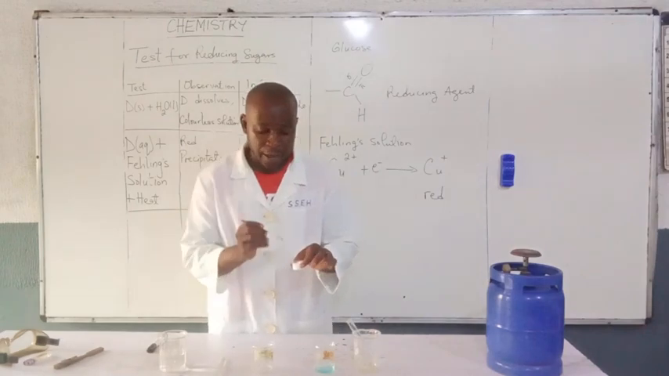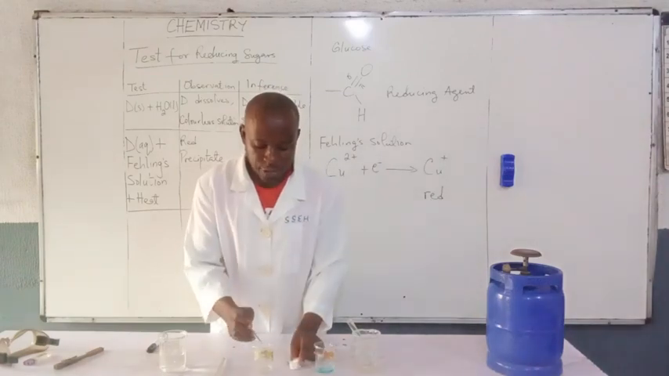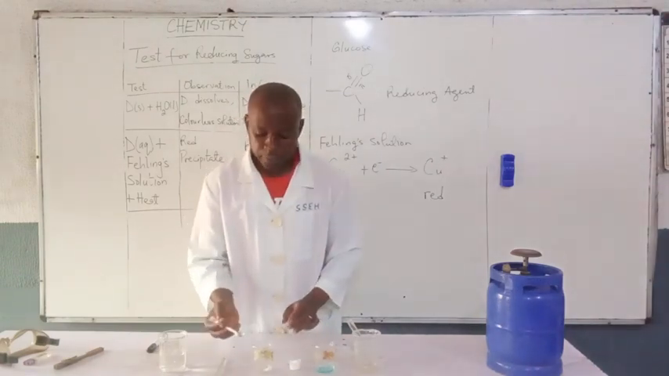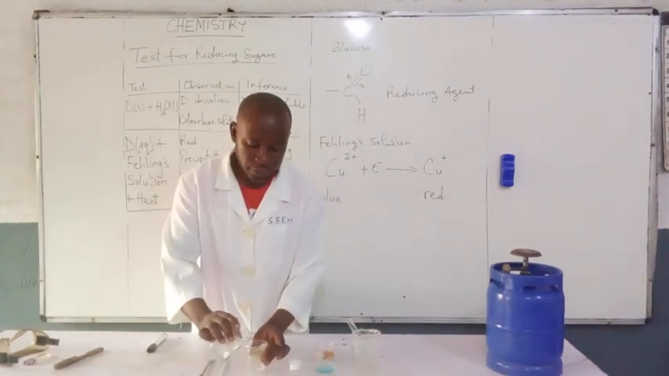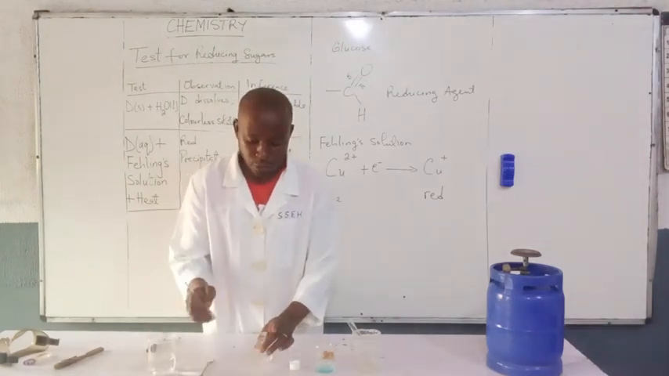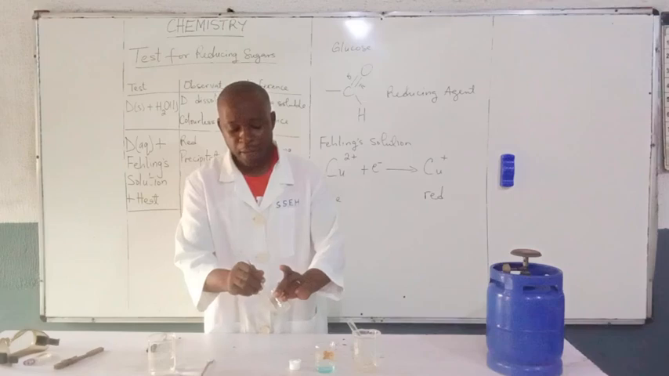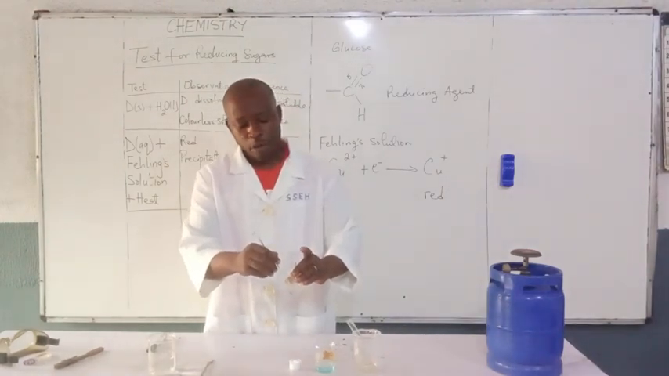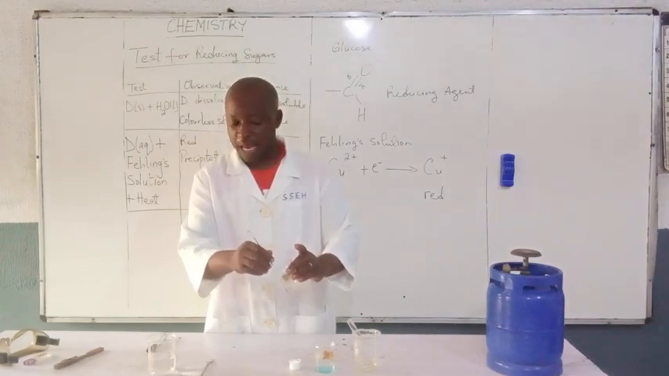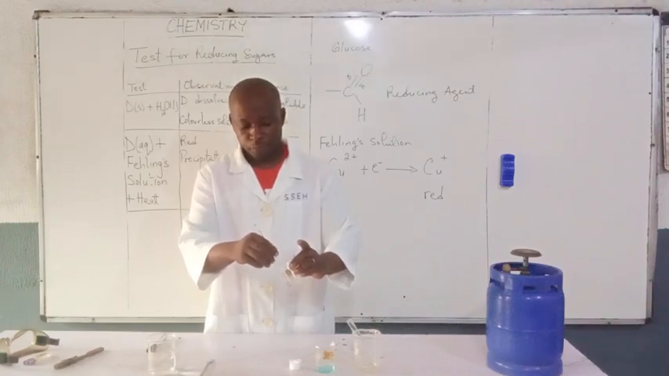Then with my spatula, I'll get a spatula full of it and drop it in an empty beaker. Then I'll add about 5 cm cubed of distilled water and stir. Remember, when we stir, we are trying to encourage dissolution, if that substance is soluble and will dissolve.